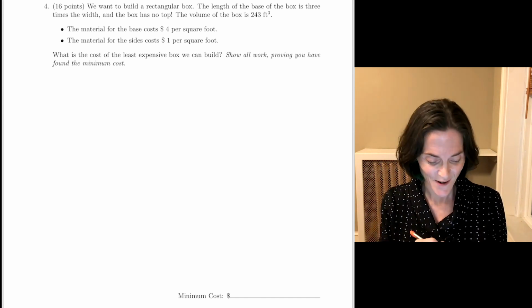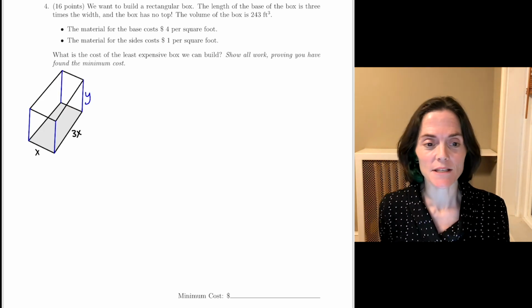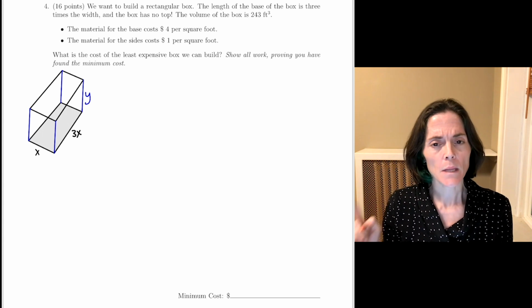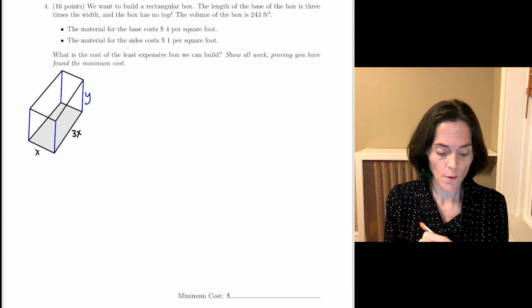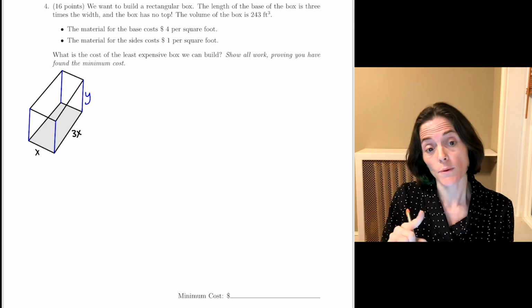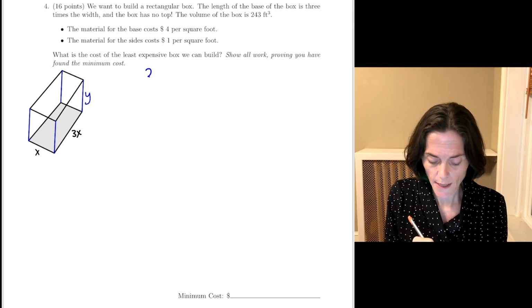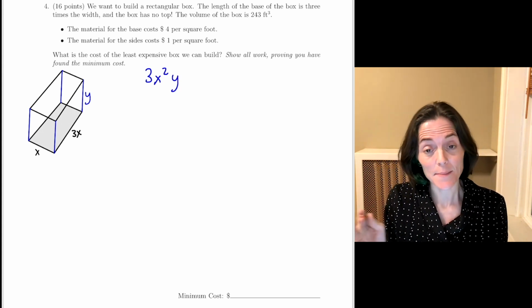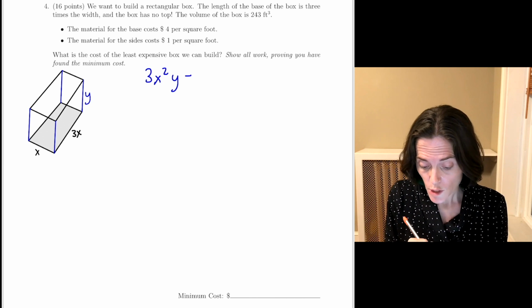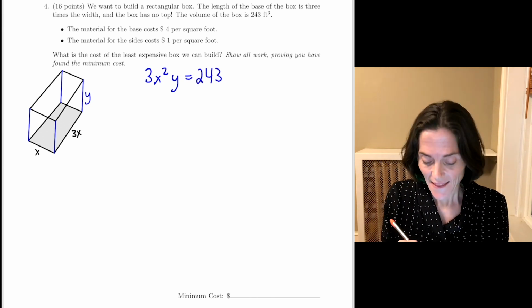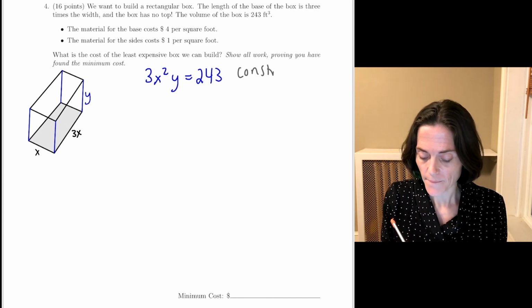First, we draw a picture. Here's a great picture. We have x by 3x by y. Now, we know the volume, so let's write this down. You notice the volume, you take 3x times x, which is 3x squared, and then times y. You take length times width times height, and this will be 243. You notice this is an equation, and this is my constraint equation.